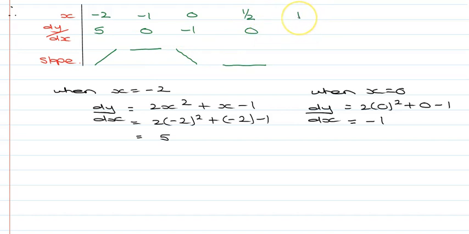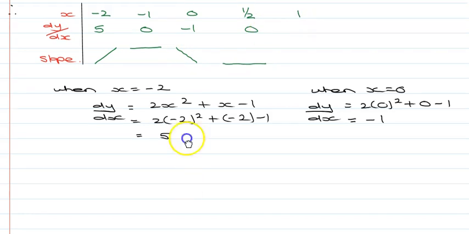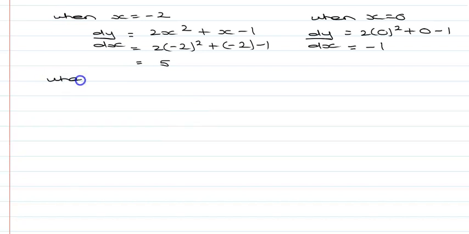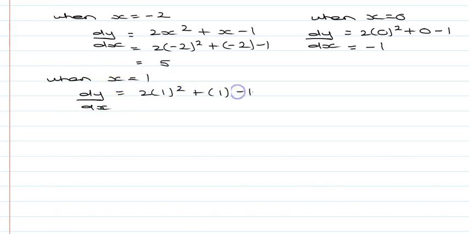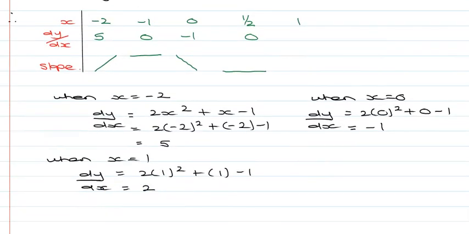Let's look at when x = 1 now. When x = 1, dy/dx equals 2 times 1 squared + 1 - 1. The gradient equals 2. It's a positive number. So positive line goes up. We have here a local minimum. So when x is a half, that's a local minimum.